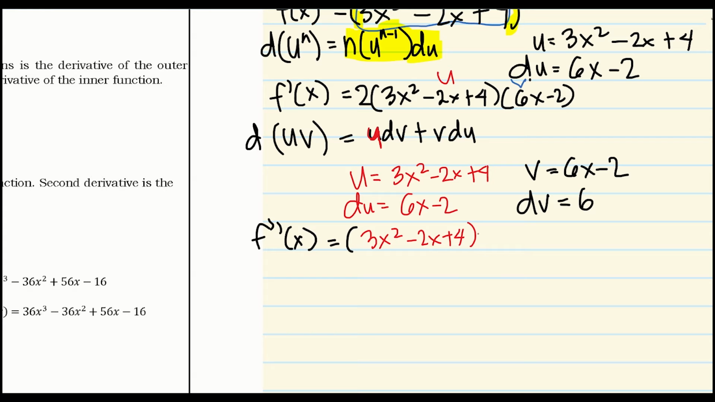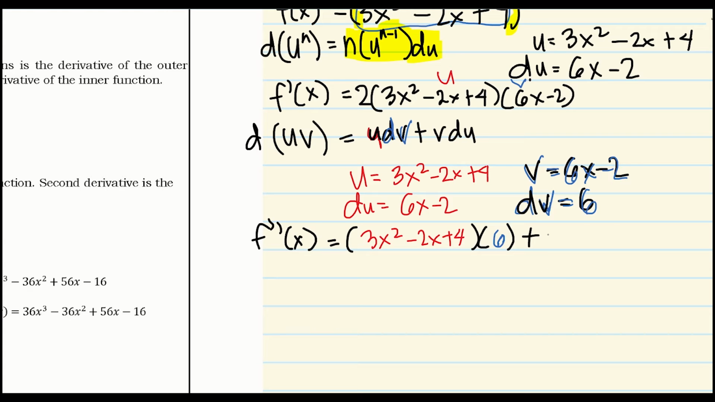And then times the v, which is, oh, I forgot, this should be blue. So this is dv. What is our dv? We have here dv equals 6, so this will become 6. So this is dv, and then we plus, what is our v? Our v here is equal to 6x minus 2.